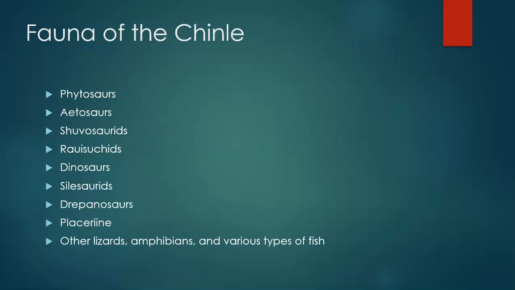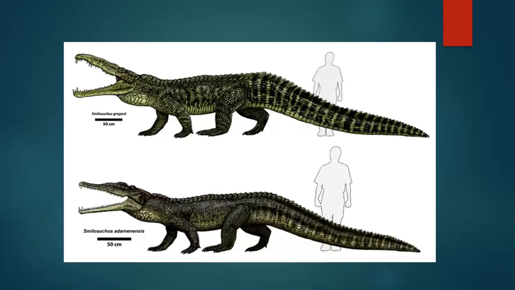Here we have a list of them. We're going to see phytosaurs, aetosaurs, shuvosaurs, rauisuchids. Our dinosaurs are showing up at this point. Another group of animals called coelophysids, drepanosaurs, the placerians, more of those dicynodonts. We'll see a slightly different variety of those. More lizards, amphibians, and a lot of different kinds of fish as well. So we're even getting some freshwater sharks at this time. And so let's look at some of those as well.